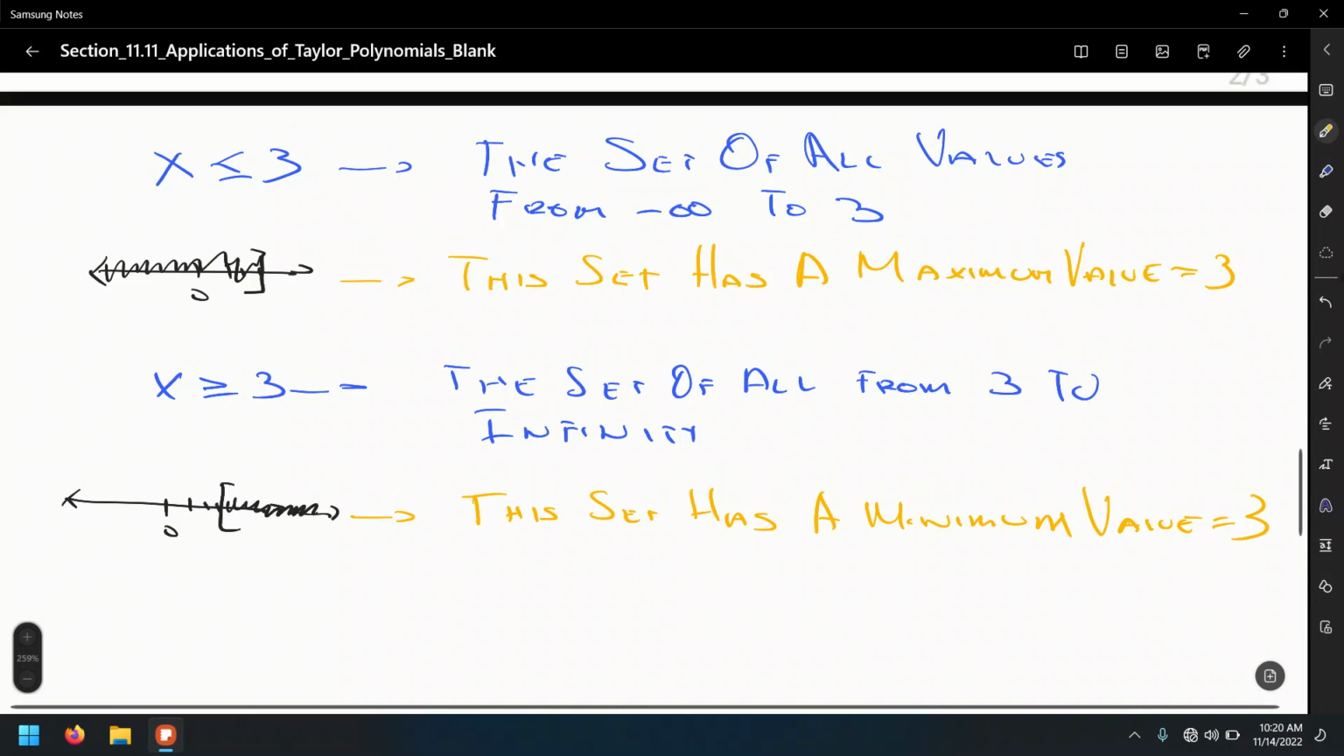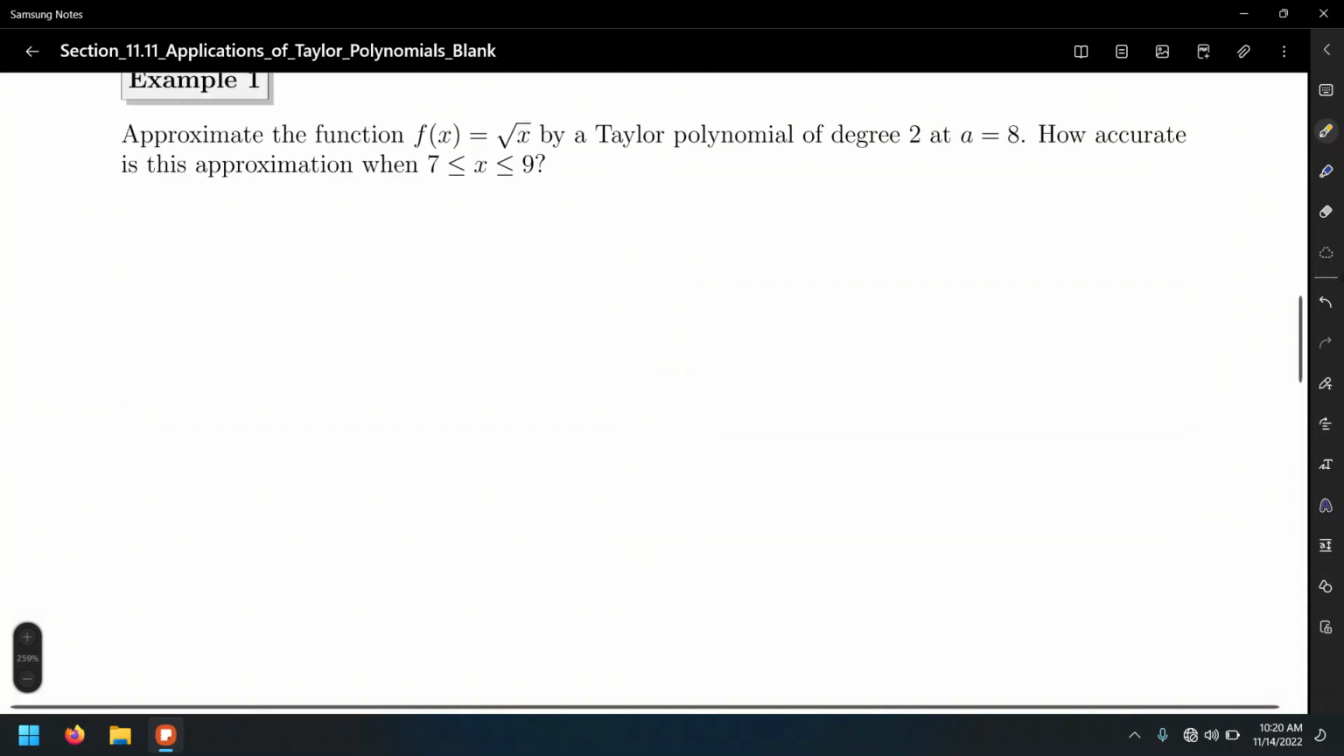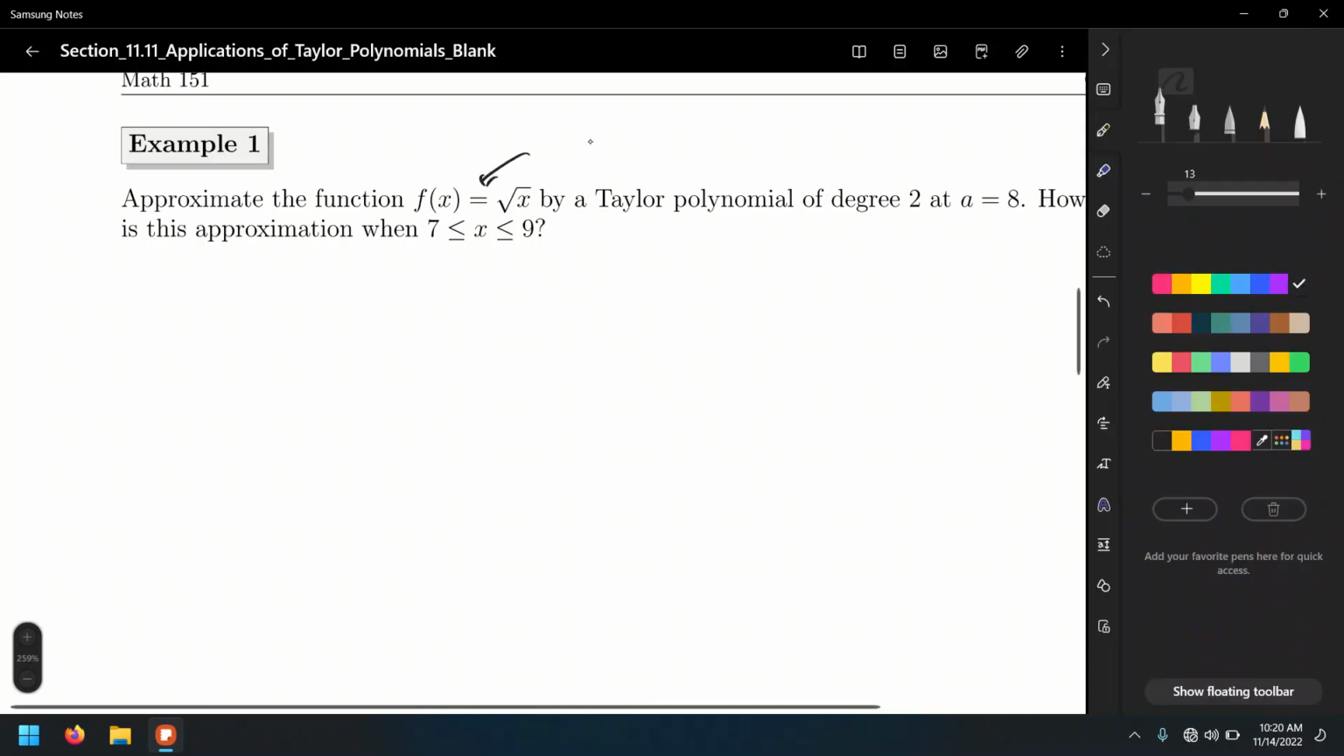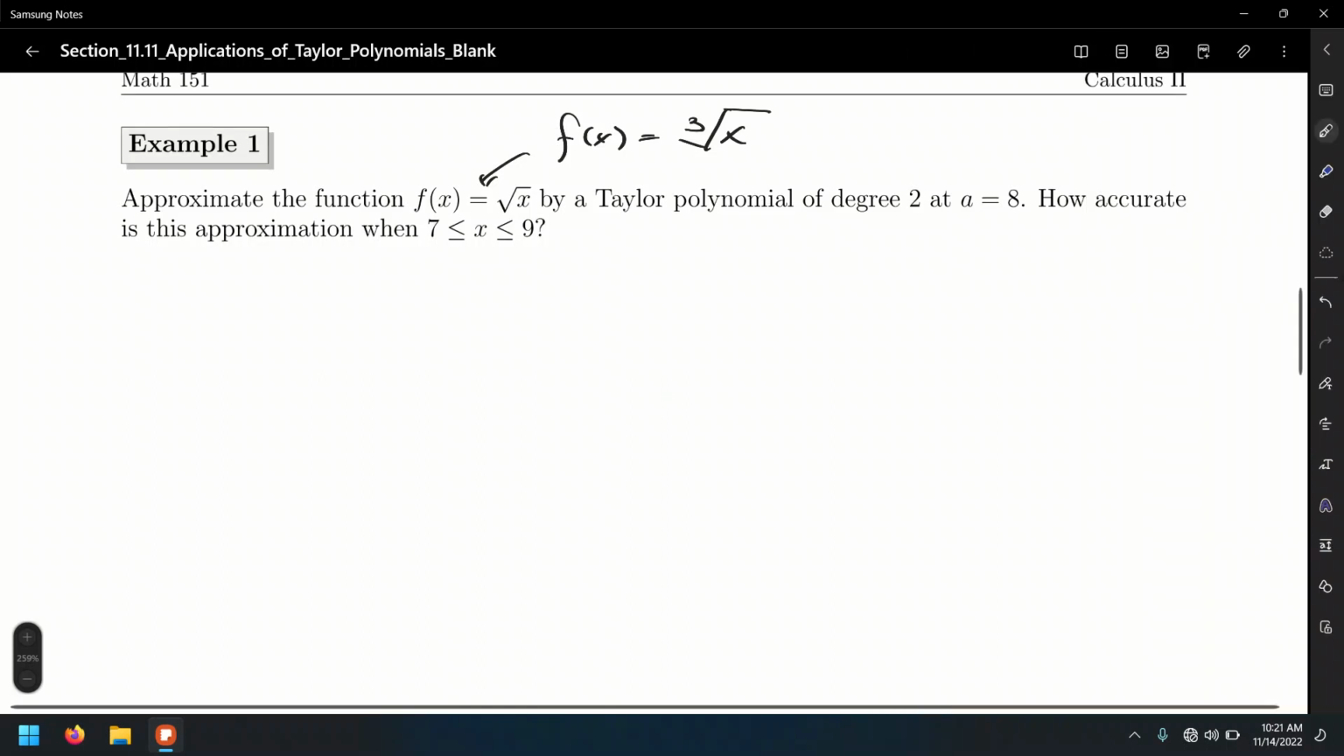All right, so let's go about the exercise here. So what are we going to have? Approximate the function f of x equals the square root of x in a Taylor polynomial of degree 2 at a equals 8. And by the way, there's a little typo here. This was supposed to be f of x equals the cube root of x, not the square root. So for those of you who have the PDF file or the printed file, just change it to a cube root.